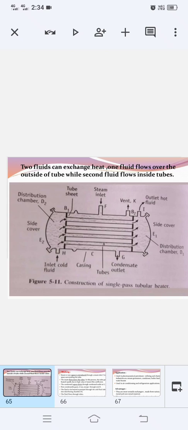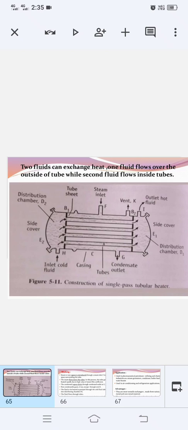Also known as the tubular heater. So what happens in this shell and tube heater? It is the simplest form of a tubular heater because it is a single pass tubular heater. Now let us see the construction part of this.